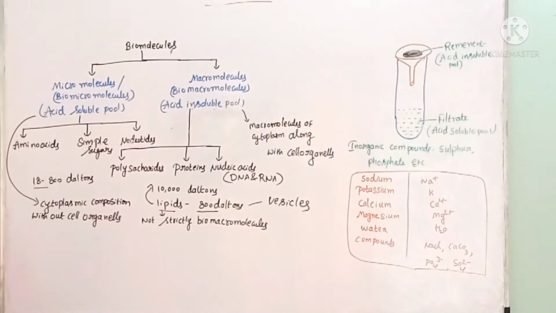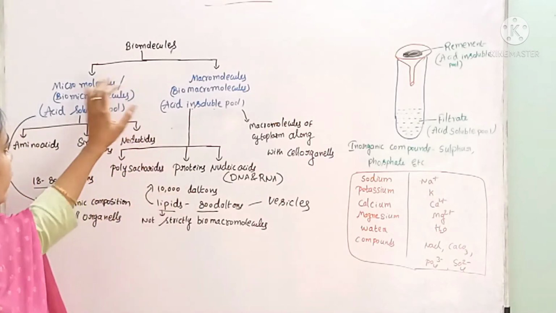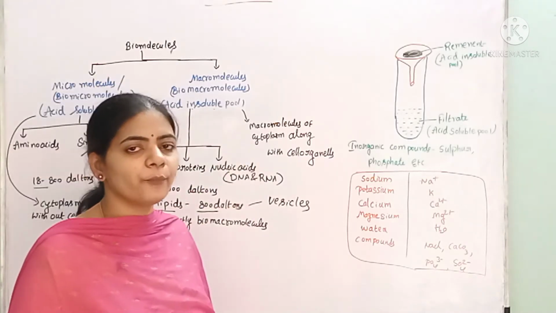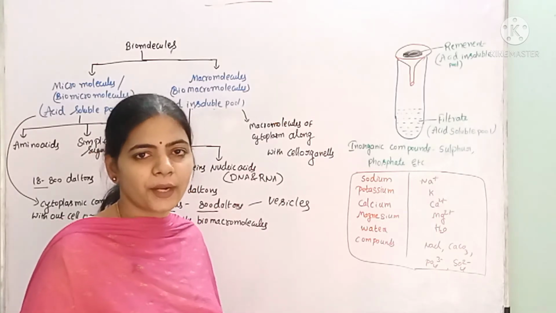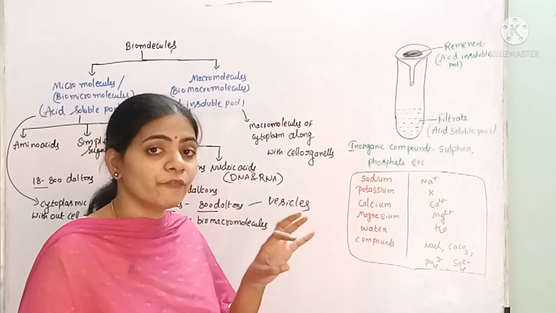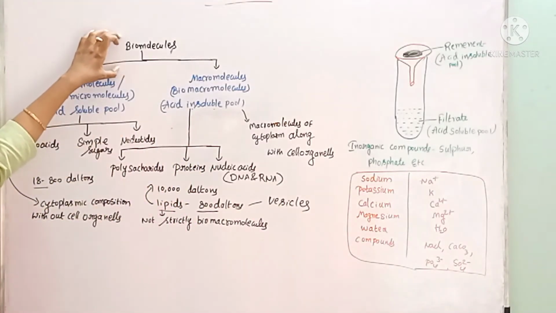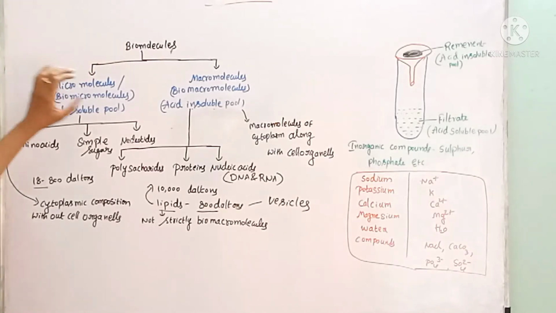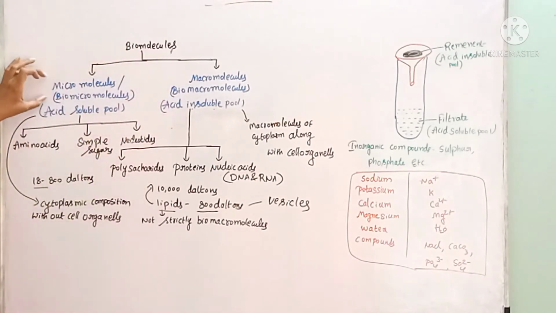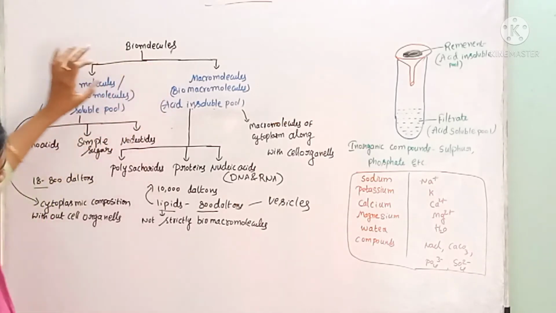Now, from the biological point of view, if we want to classify living organisms, we have two classes. If we study from the chemical point of view, we have aldehydes, ketones, aromatic compounds, all are present, but we need to study according to the biological point of view. As per the biological point of view, the biomolecules are of two types: micromolecules and macromolecules. The micromolecules are also called biomicromolecules, and the macromolecules are also called biomacromolecules.